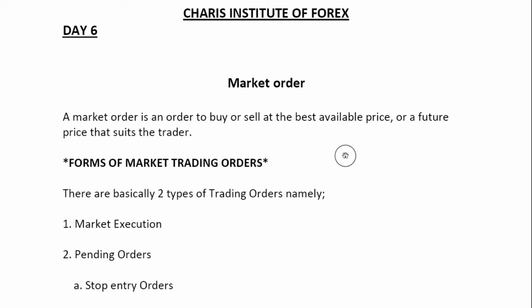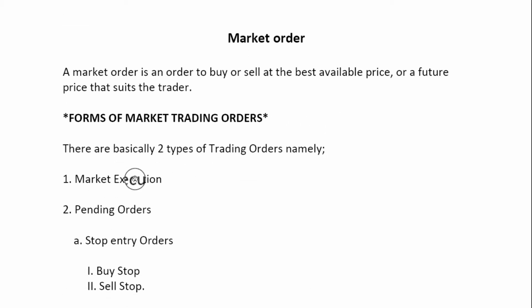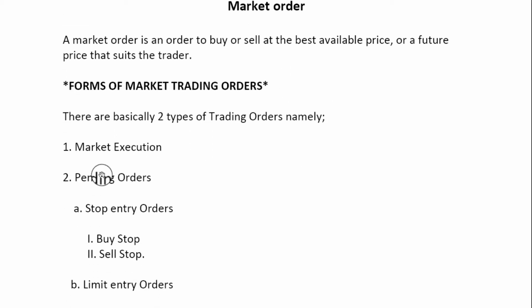When you finish your analysis on a trade or on a particular currency pair and now you want to take action, now you want to execute the trade, how you execute the trade is using one or more of these market orders, or forms of market trading orders. So there are basically two types of trading orders, namely market execution or pending orders.